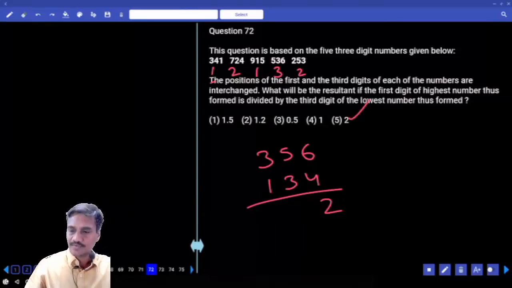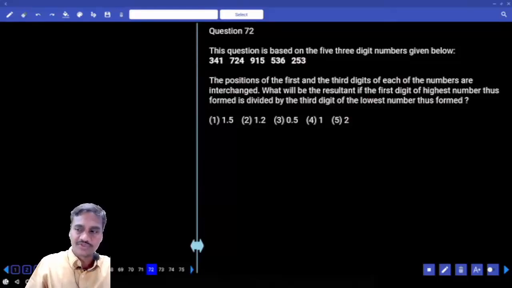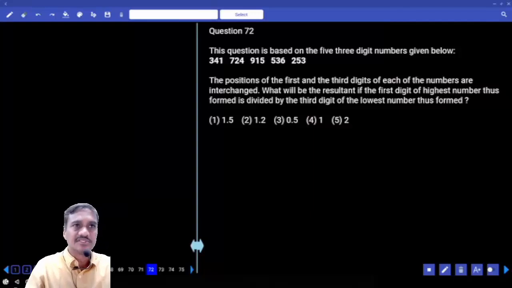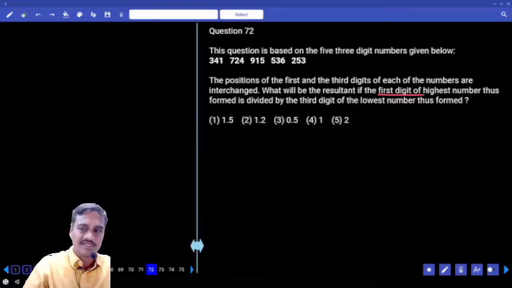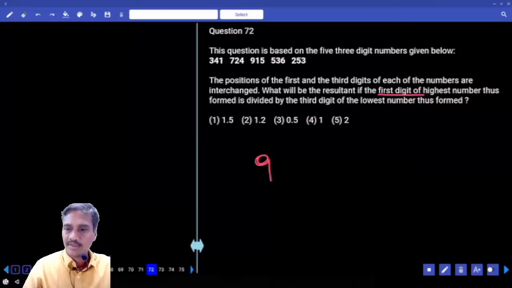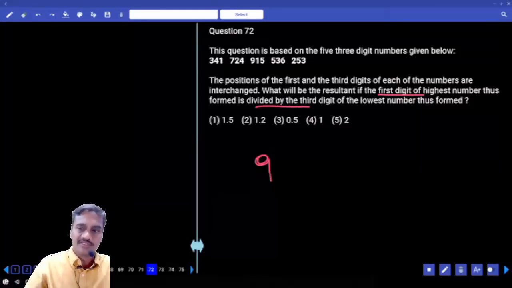And 72, the positions of the first and the third digits of each of the numbers are interchanged. Now if the digits are interchanged, then what happens is the entire number will be reversed. What will the resultant be? The first digit of the highest number. What is the highest number we have? 915. The first digit is 9. And thus formed is divided by the third digit of the lowest number. And what is the lowest number here? 253. And what is the third digit in this one? 9 divided by 3. Now 3 is the answer, isn't it?